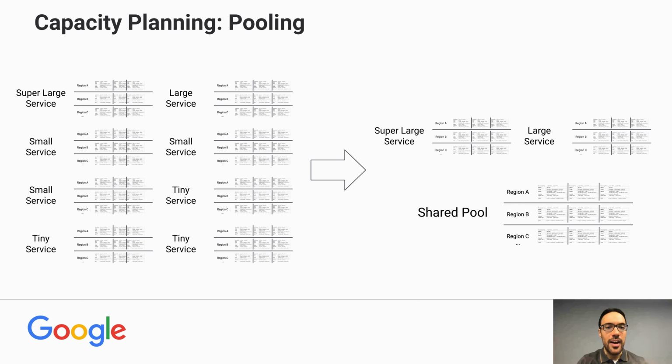When doing pooling, large services can be planned for with detail and precision, but small services can use a pool of resources that is planned for as a single entity, approximately and conservatively so as to decrease the effort on capacity planning. The main disadvantage of pooling, though, is that it doesn't necessarily offer isolation between services. A service that is misbehaving and using more resources than it should could impact other services.